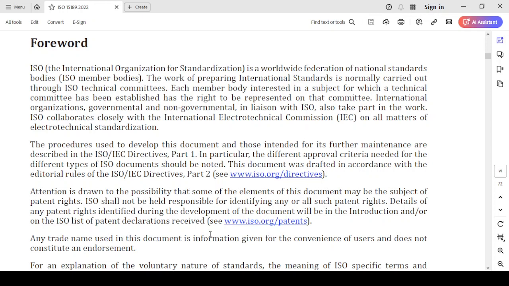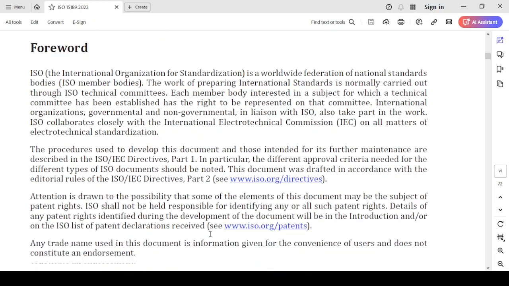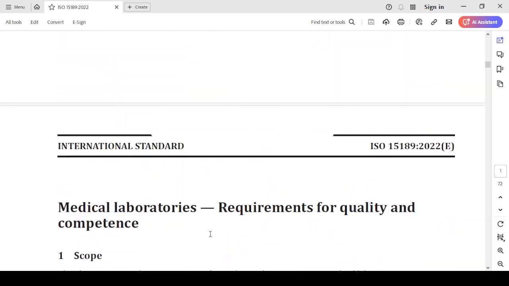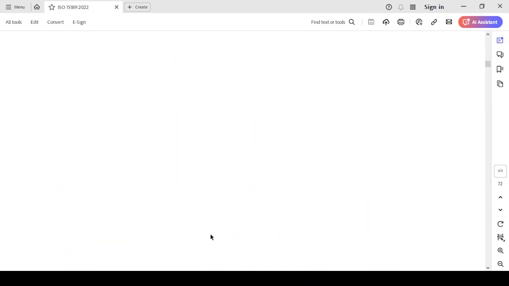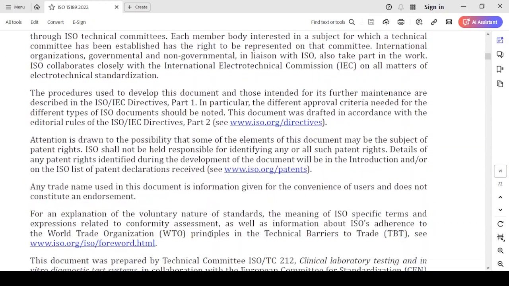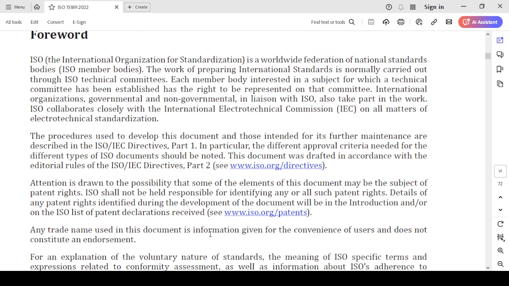Okay. Clause 3, terms and definitions. In all standards, clause 3 is the same, terms and definitions. Okay. Clause 2 is the introduction, and then we have the scope.